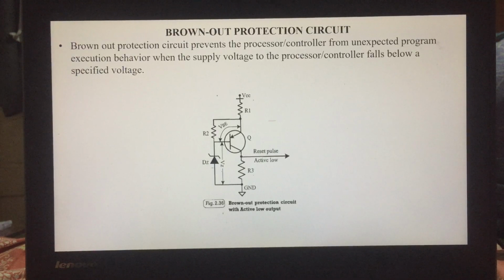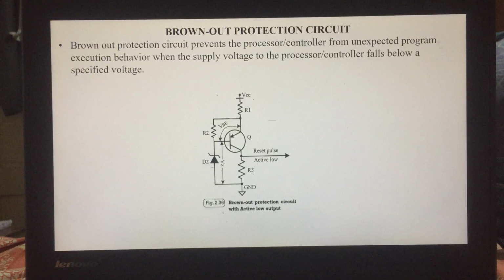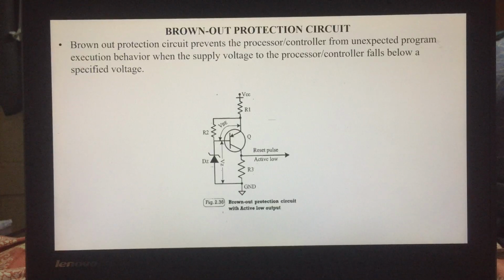The Zener diode DZ and transistor Q form the heart of the circuit. The transistor conducts when the supply voltage VCC is greater than the sum of VBE and VZ. This sum is the threshold value for VCC. The values of R1, R2 and R3 can be selected based on the electrical characteristics of the transistor.